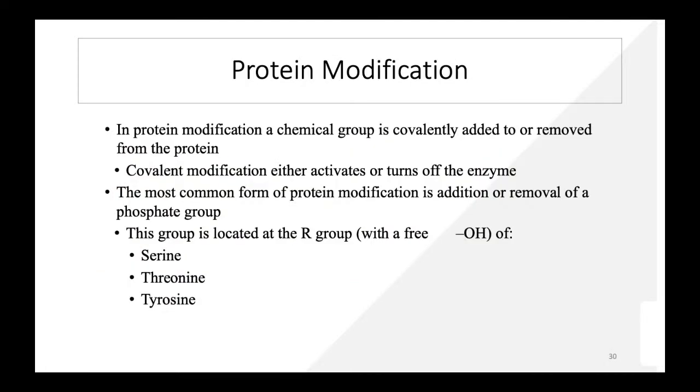And there could also be some protein modifications, where a chemical group of another covalent bond could be added to or removed from the protein. So anything is possible. The most common form of protein modification is the addition or removal of phosphate groups. This group is located at the R group with the free hydroxyl group, like serine, threonine, and tyrosine. So all these groups get things done like this: serine, threonine, and tyrosine.